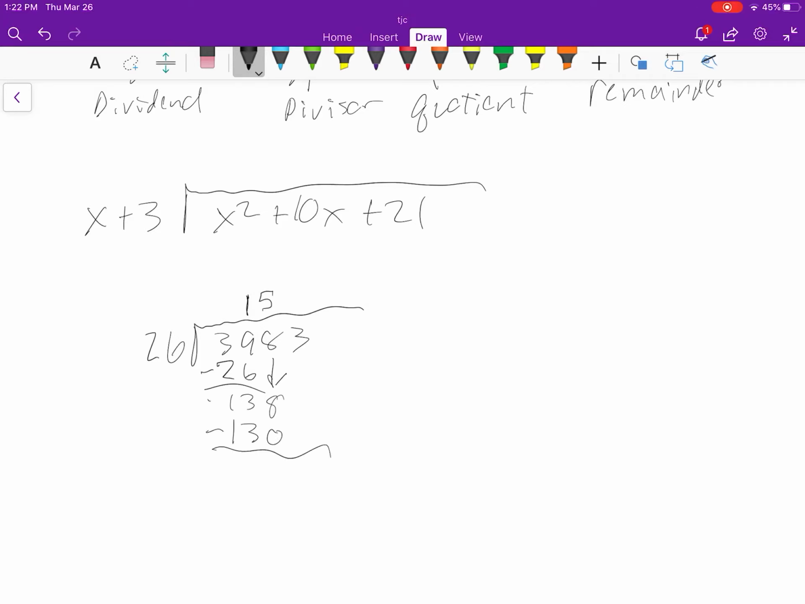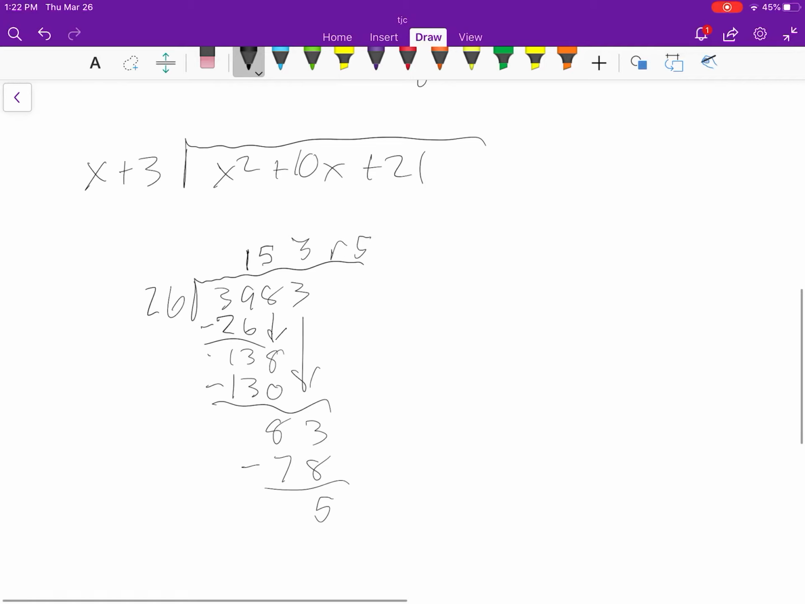Now we do our subtraction, get an 8, carry down the 3. And we're wondering how many times does 26 go into 83? Well, it goes in 3 times. We do that, you get 78. Then do your subtraction. You have 5, so then you have a remainder of 5. Now, this is a review of your normal division. It's going to work out the same way with polynomials.